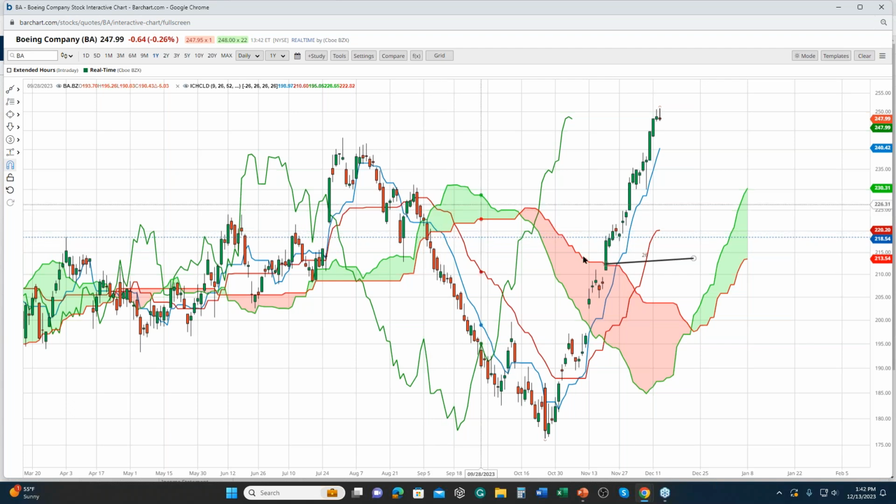And what would be the caveat? Well, at this 26 period, just about here would be where our cloud turned from green to red, confirming our downtrend. So not until about here did the cloud identify this downtrend. But again, you can see that it was a nice and clear downtrend. So let's go back to Amazon.